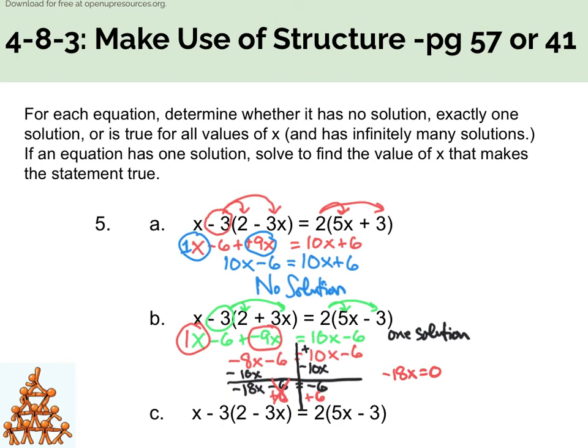We still want x by himself, so we're going to divide by negative 18. So our x, so 0 divided by negative 18, put that in your calculator. That is going to be 0.